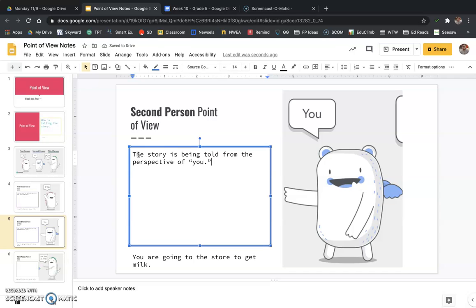We don't see this one very often. It's rare to see a second person point of view in 5th grade. As you get older, you will read more stories and books with second person, but here in 5th grade, we don't focus on it too much. Here's an example down here. The narrator might be saying, you are going to the store to get milk. So that is second person. The word you is going to be the giveaway.